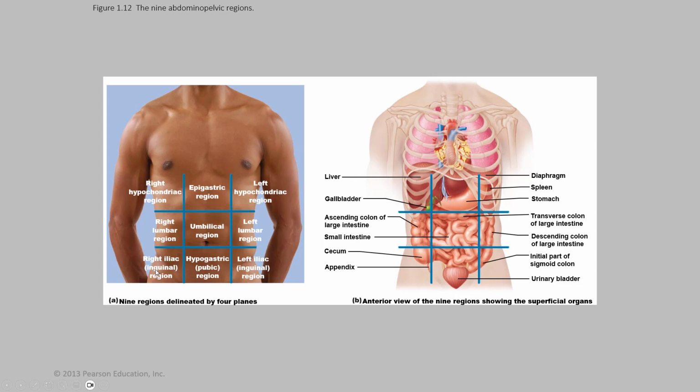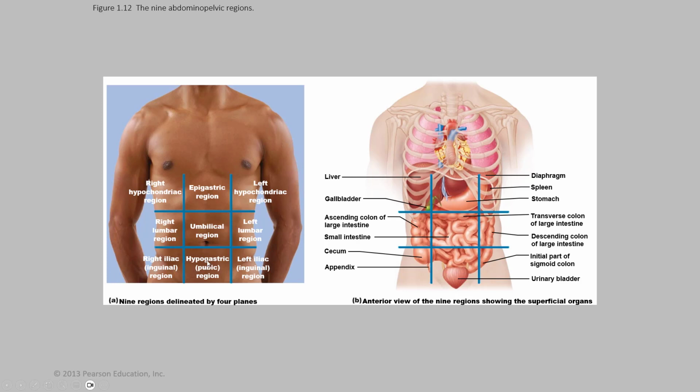And inguinal is a word that I always kind of refer to as the leg pit, kind of like the armpit, but where your leg meets the rest of your body. That little crease there is called the inguinal region. There's a lot of people that get hernias there. So the right iliac region or the right inguinal region, same thing on the left side.